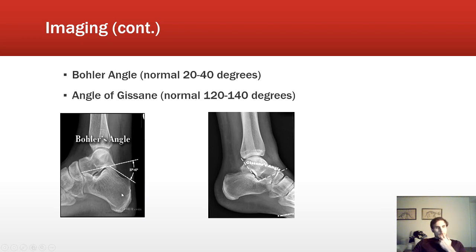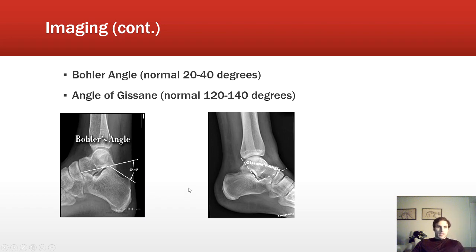How does that work? Well, if you have a decreased Bowler angle, meaning it's less than 20 degrees, if you try to visualize that, that means that this point is down here. So your line would be flat, the angle would be narrower. So less than 20 degrees is a sign of collapse of the posterior facet, often seen in depressed calcaneus fractures.